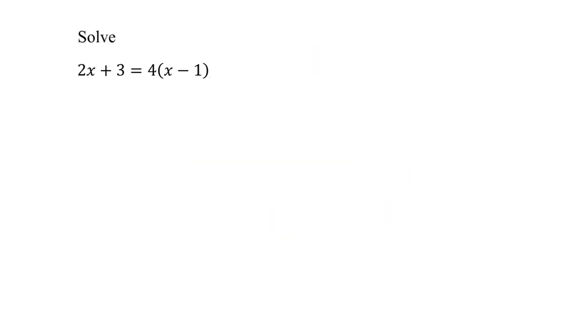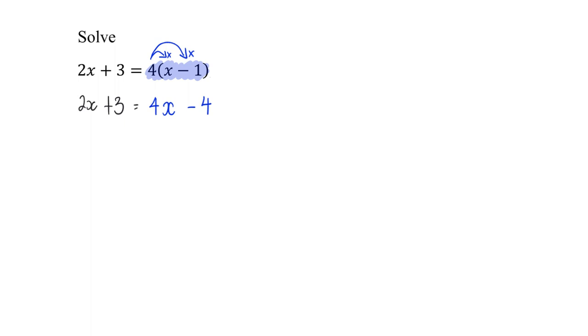Hello everyone, welcome to this video where we are required to solve this particular equation. I do see a bracket, so even before I do anything, the very first thing that we do need to do is actually to expand this out by multiplying in the 4. So 4 times x is 4x. 4 times -1, -4.